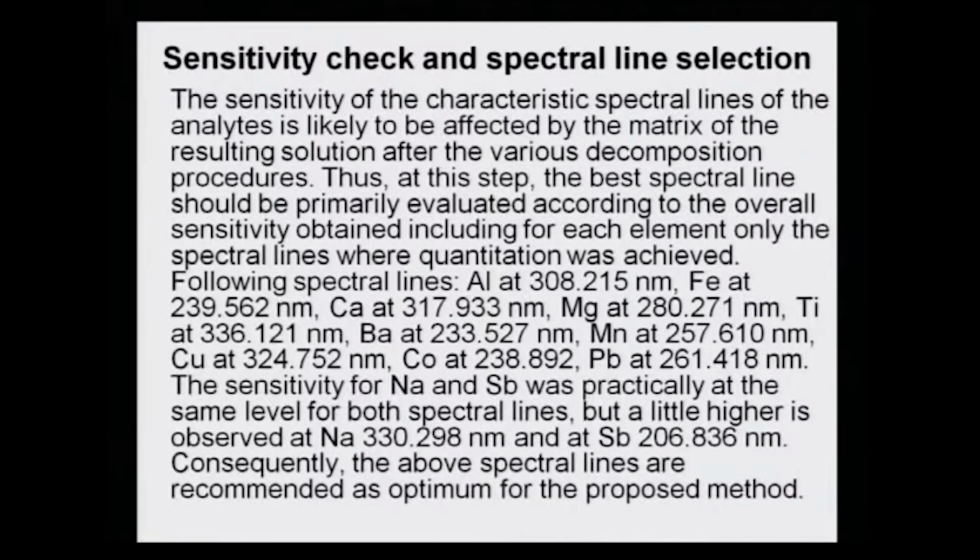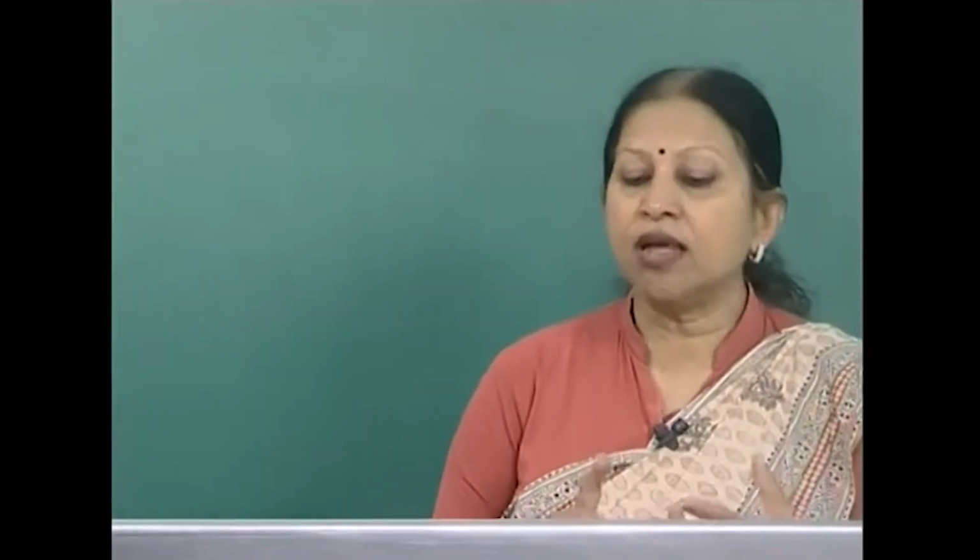Consequently, the above spectral lines were recommended as an optimum proposed method. So, this was finally concluded that aluminum at 308, iron at 239, calcium at 317, magnesium at 280, titanium at 336, barium at 233, manganese at 257, copper at 324, cobalt at 238, lead at 261, and for sodium 330 and antimony 206 were the final chosen spectral lines for this glass analysis.